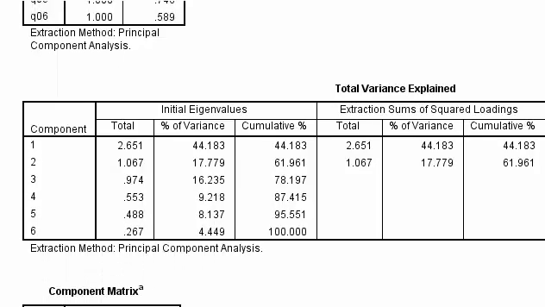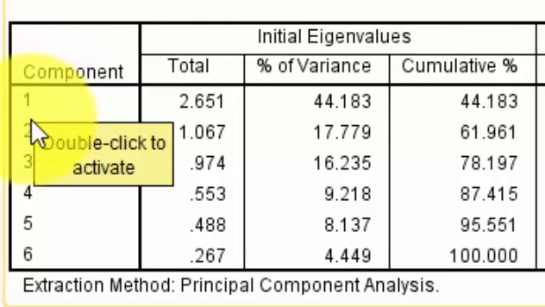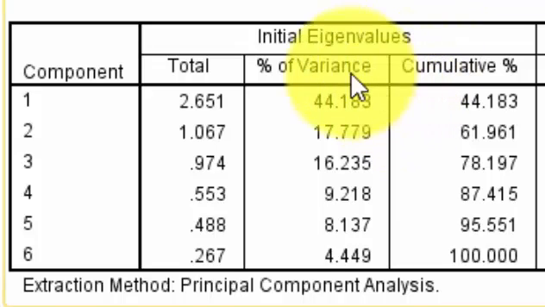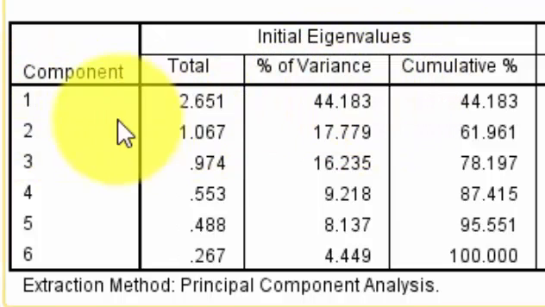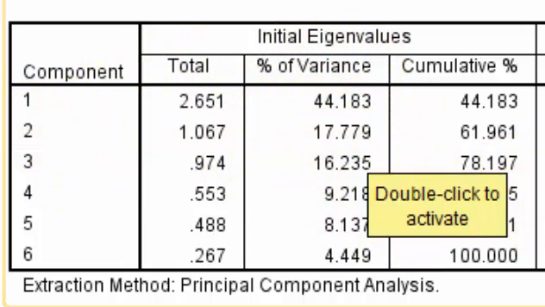What else do you need to know? All right, so here's the number of new eigenvalues from our 6 questions. There were 2, and together with both of these, they explain about 62% of the variance of the way the questions were answered. Now, this is the individual factor. The first factor can do about 44%. The second factor by itself can do about 18%. You got to know that.